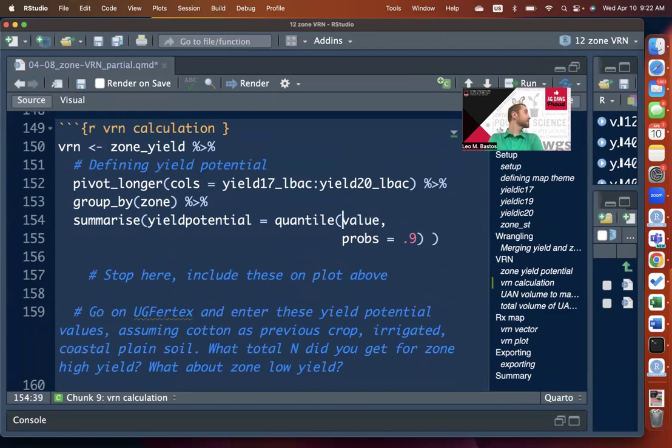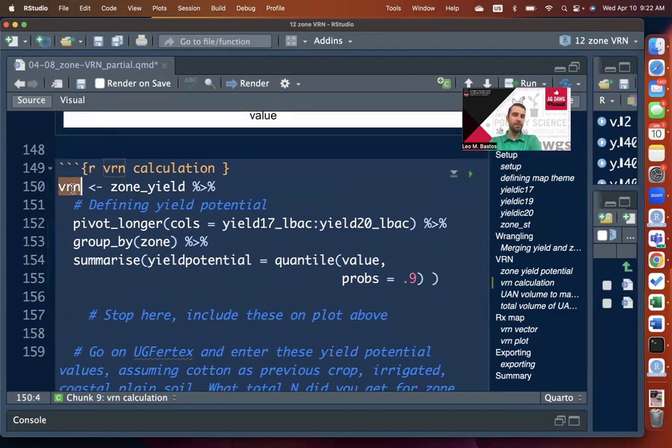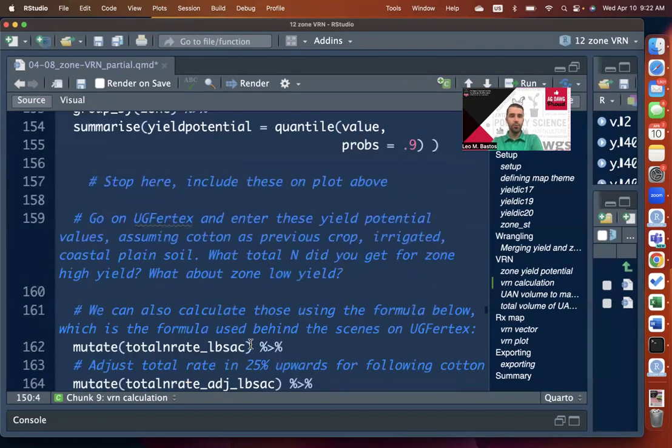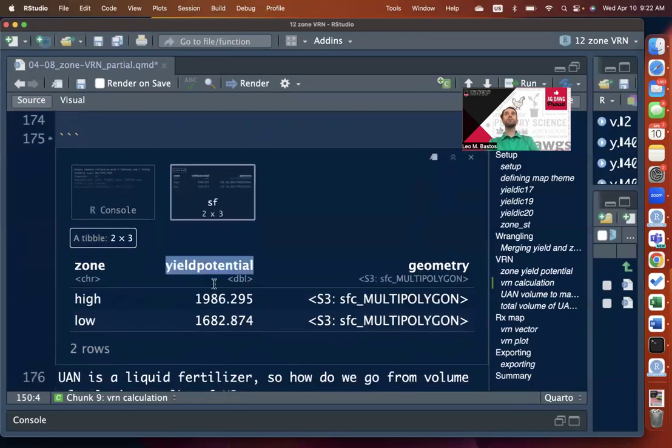Right? So if we run this and then print the VRN object, we should have 2 rows. Remember, if you do a group by and summarize, you should expect to have fewer rows, right? You're going to have 1 row for each level of the grouping variable. Our group by variable was zone. We had a high and a low value. So that means our ending result of this group by summarize gives us 2 rows where we have the yield potential, in this case in pounds of lint per acre, of both the high zone and the low zone.